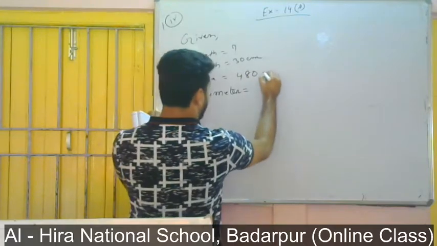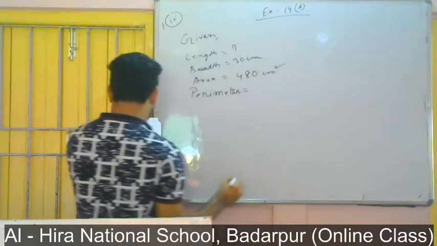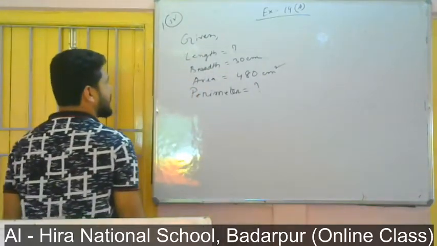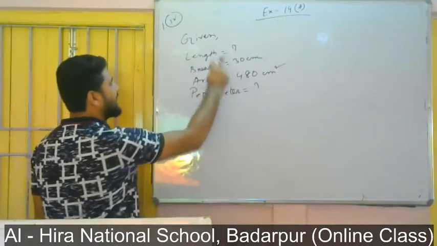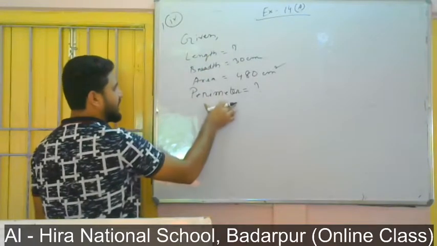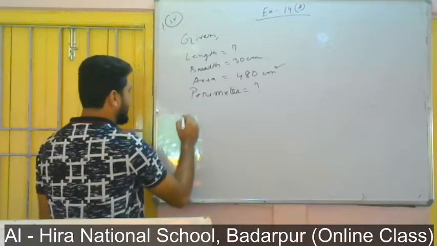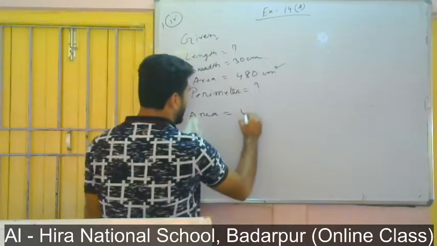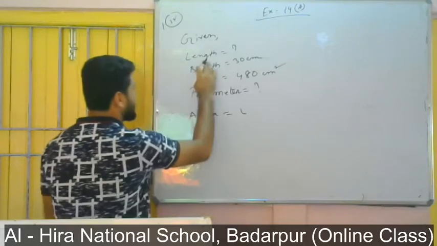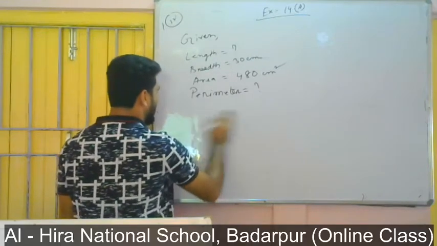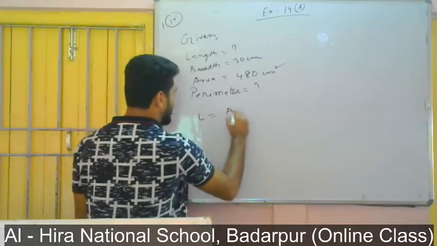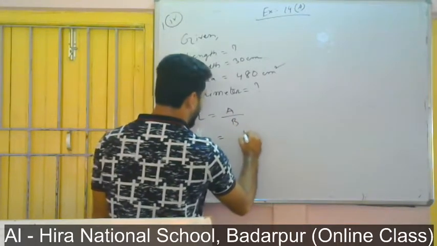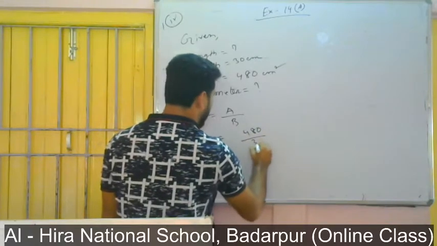480 centimeter square. Then we have to find the perimeter. We have to find length and perimeter. So by using area we will find length, and after finding length we can find the perimeter. Area equals length times breadth, so first you have to find length. Length equals area by breadth. So area 480 divided by breadth 30.